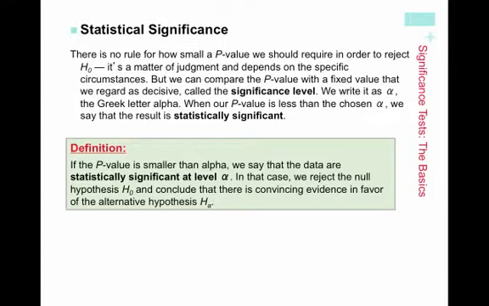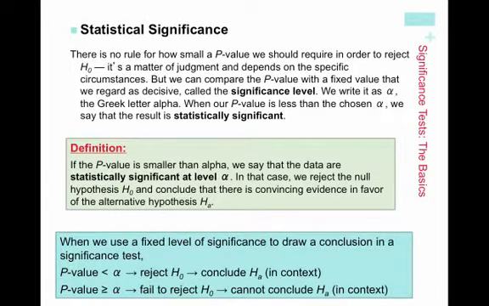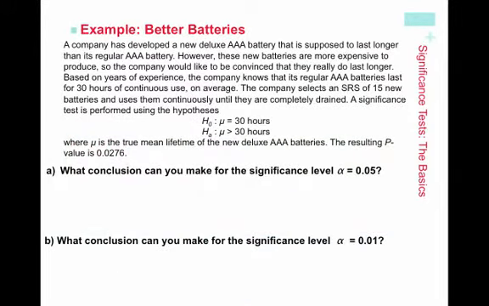If p is smaller than alpha, we say the data are statistically significant at level alpha, and in that case we reject the null hypothesis and conclude that there is convincing evidence in favor of the alternative hypothesis. So we can modify that flowchart from just a second ago to this. So let's look at two examples here. Then we're done for today. We go on to the next thing. We make this more formalized.